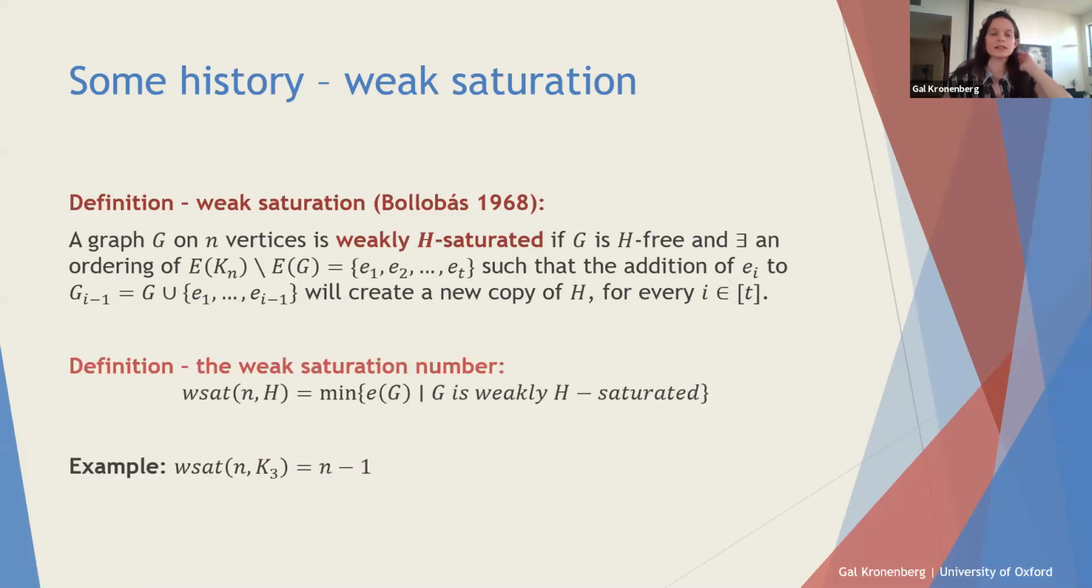Okay, so let's define the weak saturation number, which will be the minimum number of edges of such a graph, the graph which is weakly edge saturated. Maybe the first and simple example, which I will discuss more later, is that the weak saturation number of K3 is n-1. Clearly, if I take a spanning path, eventually everything will get infected. I can infect it one by one, and apparently this is the best possible. One of the reasons is that the graph needs to be connected in order to be weakly saturated.